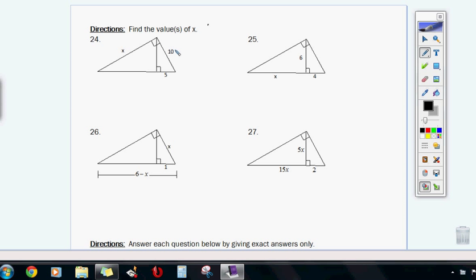Okay, kids, here we are. We're on page 3. I'm going to start with number 24 here. There are multiple ways, again, to solve these problems.